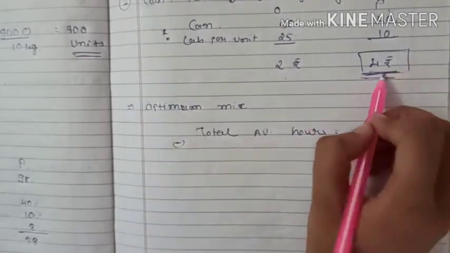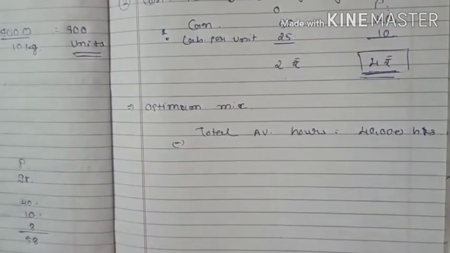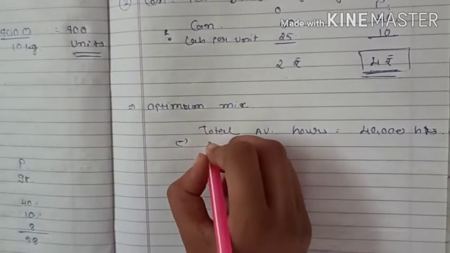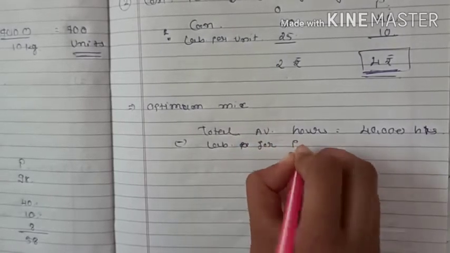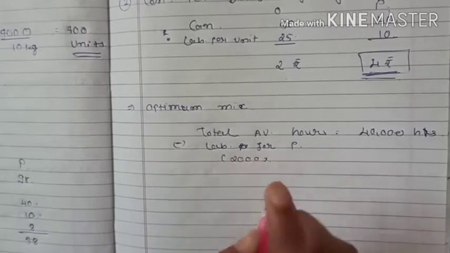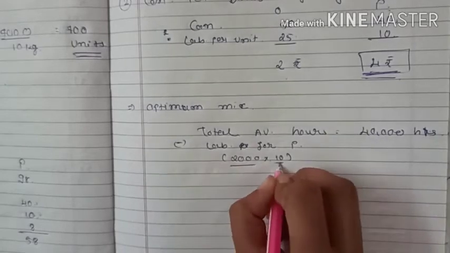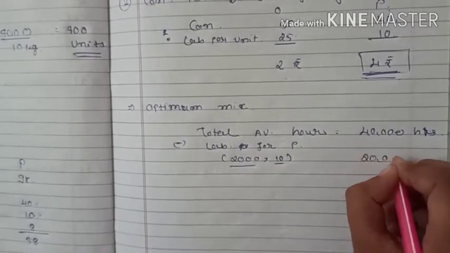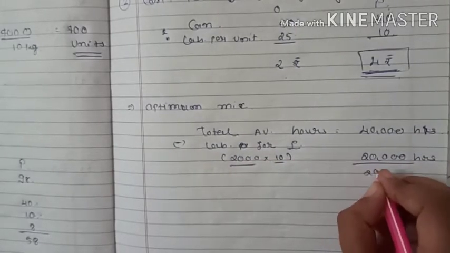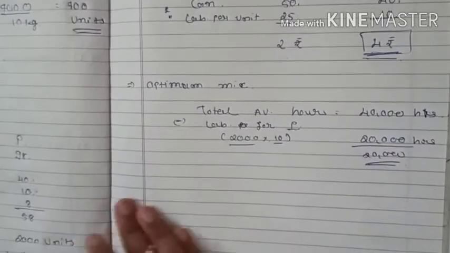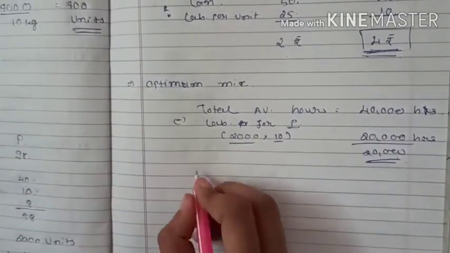Out of which first we are going to produce P at the maximum capacity. So P's maximum capacity is 2000 units. For each unit, 10 hours are required. So 2000 into 10, it will come 20,000. So 20,000 hours are consumed in the production of the P. The remaining 20,000 hours is there. Out of 20,000 hours, we are going to produce product O.